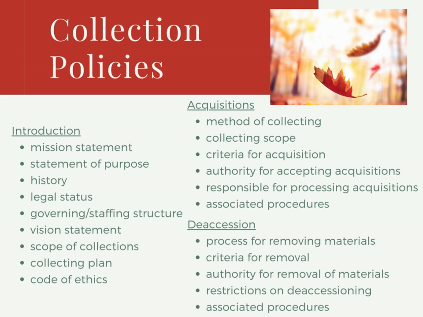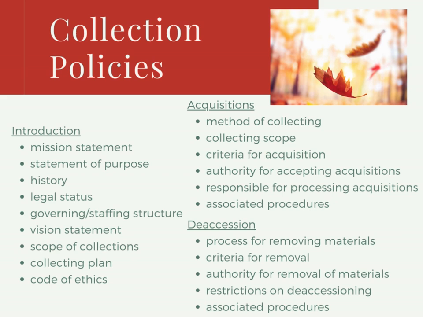A policy usually has an introduction section with an institution's mission statement and statement of purpose, institution's history, legal status, governing structure, and staffing information, a vision statement that articulates the community archive's future goals, description and scope of the collection, such as what is collected and what is not collected, a collecting plan that is a vision for the collection and what it would ideally look like, and the institution's code of ethics.